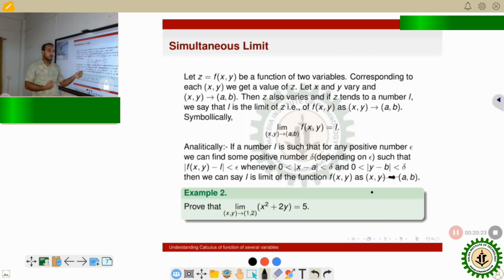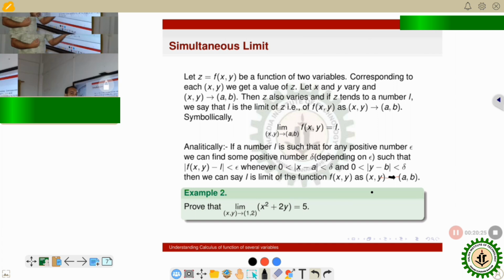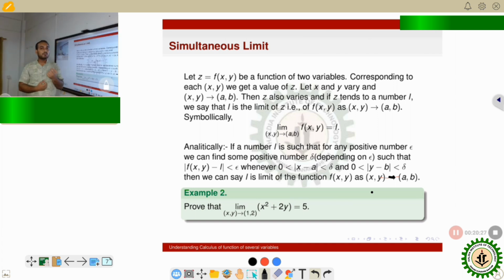But the other condition is that whenever mod of x minus a and mod of y minus b are both less than delta, then you can say that the function of two variables f of x, y has a simultaneous limit at the fixed point a comma b, and the limit value is exactly L. That is the analytical, mathematical notion to understand how we can calculate the simultaneous limit.